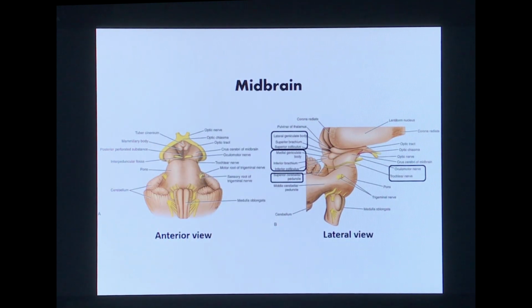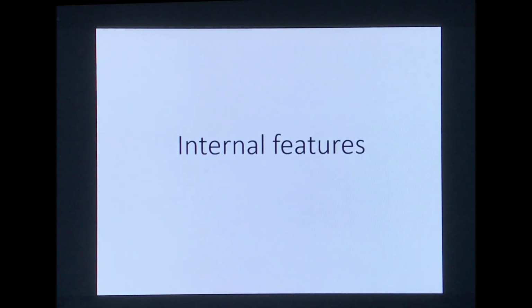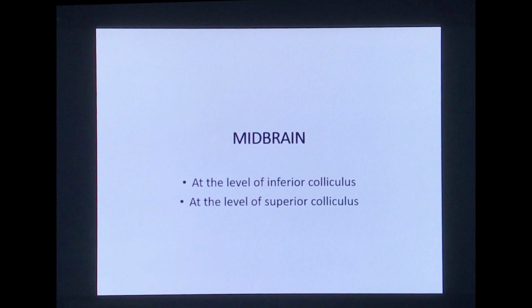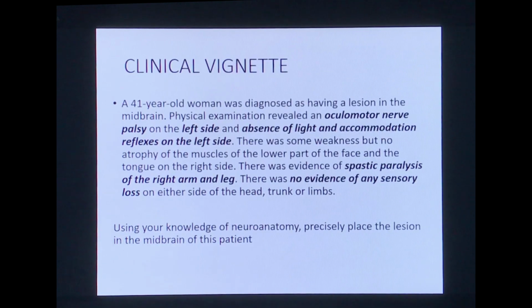The superior colliculus forms part of the visual pathway and the visual reflexes, and the inferior colliculus is related to the auditory pathway. So that was about the external features of the midbrain. Now coming to the internal features of the midbrain. We will be learning in 2 sections. The first section is at the level of the inferior colliculus.